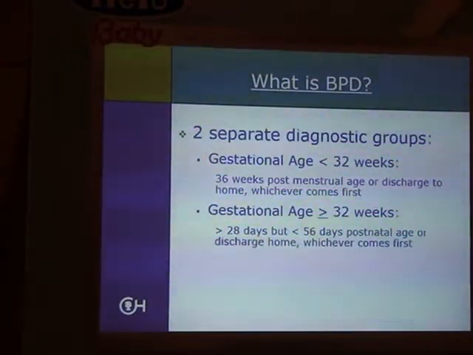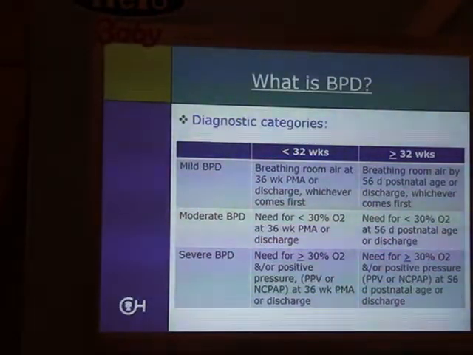There's really two different diagnostic categories and two groups. Those that were born less than 32 weeks of age, and those that were born greater than or equal to 32 weeks of age. Then if you were born less than 32 weeks of age, you look at them at 36 weeks post-menstrual age, and that's when you can really get your diagnosis. For those that were born greater than 32 weeks, you look at greater than 28 days on oxygen, at less than 56 days postnatal age or homeward discharge. So there are certain time frames in their age where you go to make that definition, and before those time frames is really when you fall into that chronic lung disease population. We know you're not normal, but you don't quite meet the criteria to become BPD yet.